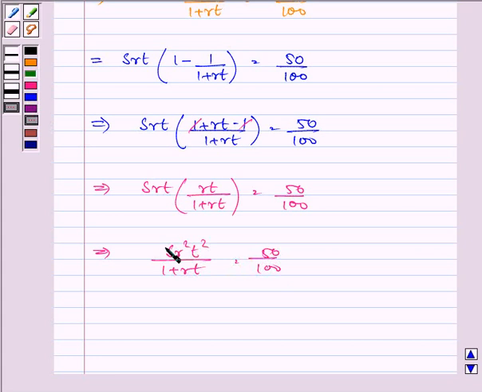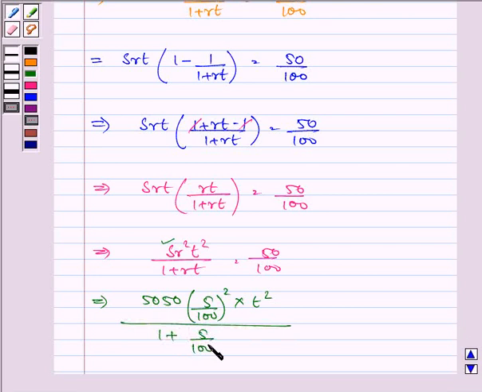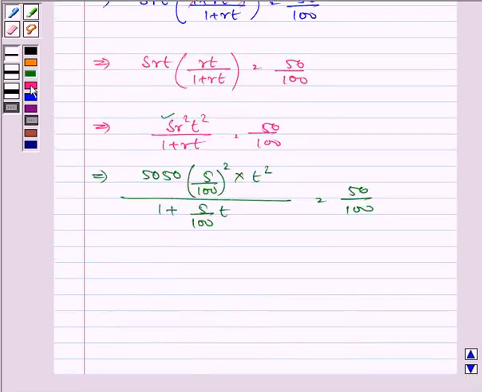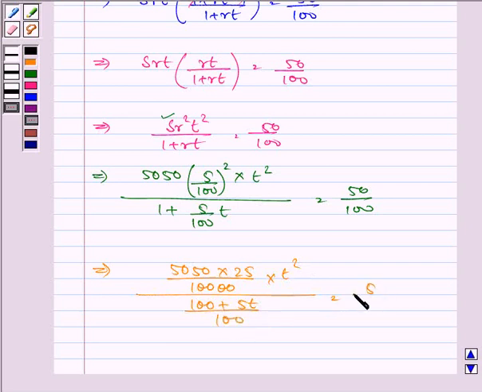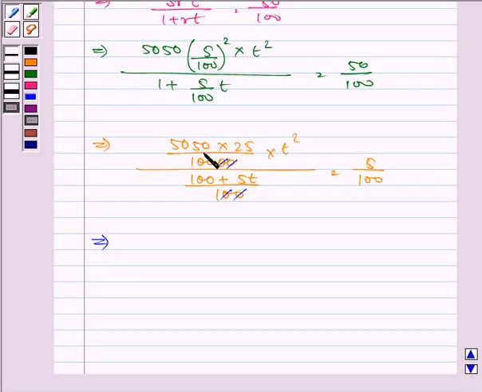Now we have S as 5050, R as 5%, and we need to find out time. So, let us simplify it. We have 5050 into 25 upon 10000 into t square upon 100 plus 5t upon 100 equal to 5/100. So, now we have 5050 into 25 gives us 126250. We have multiplied this denominator by 100.